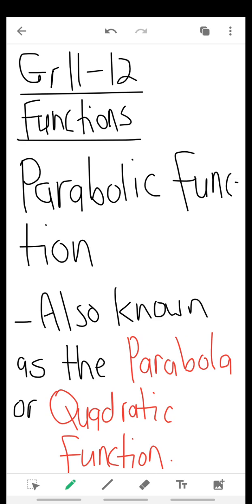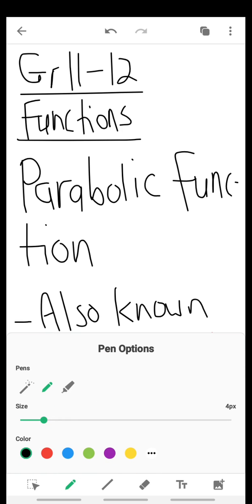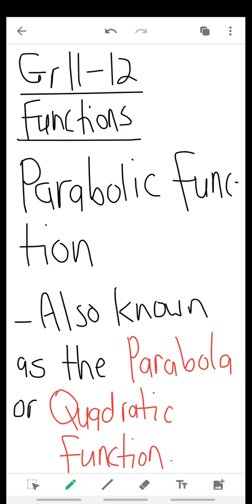So for this lesson, we'll be looking at your parabolic function. It is also known as the parabola. If you don't want to say parabolic function, you also call it just parabola, or other textbooks would say this is a quadratic function, which all of these mean one and the same thing. Either you call it a parabolic function or a parabola or a quadratic function.